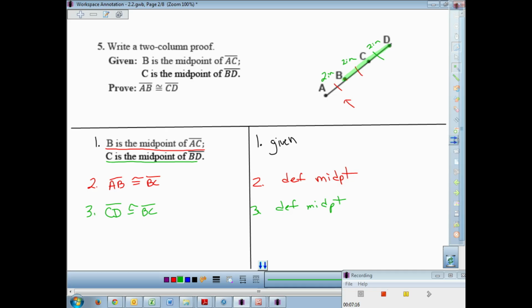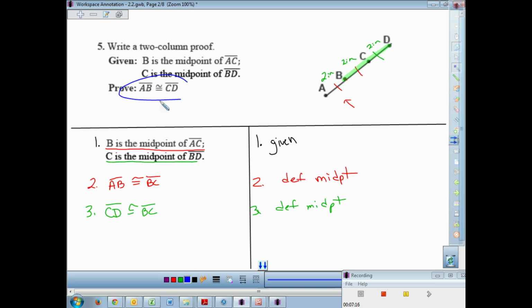And then how many times did I use the definition of midpoint? Twice. I haven't even looked at what they want us to prove yet. All I knew was they gave me 2 dirty words. I wrote the given, then I didn't mark anything. I went through each dirty word at a time and marked what they meant and wrote them down.